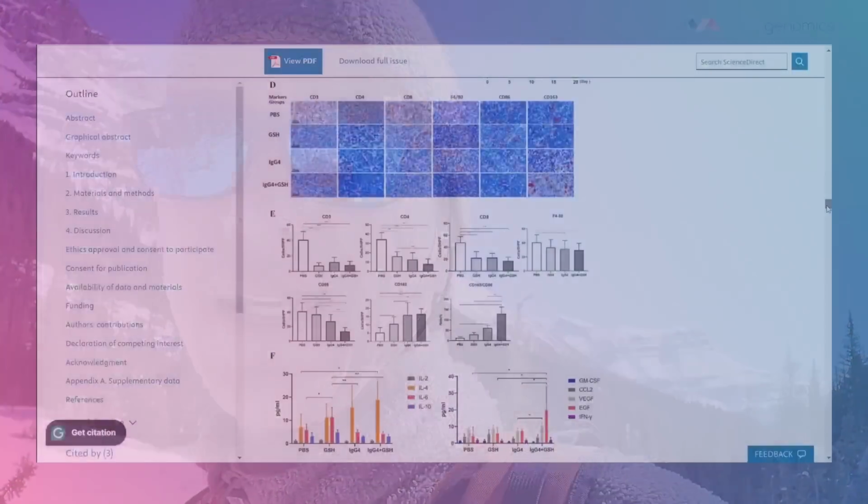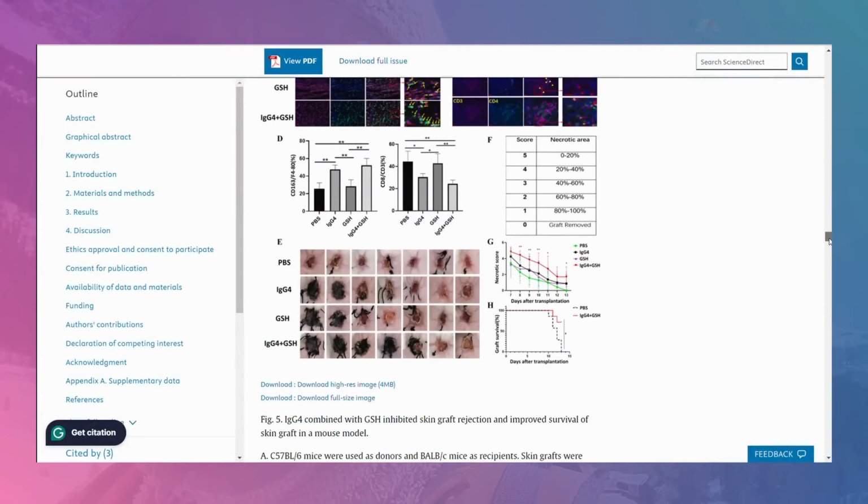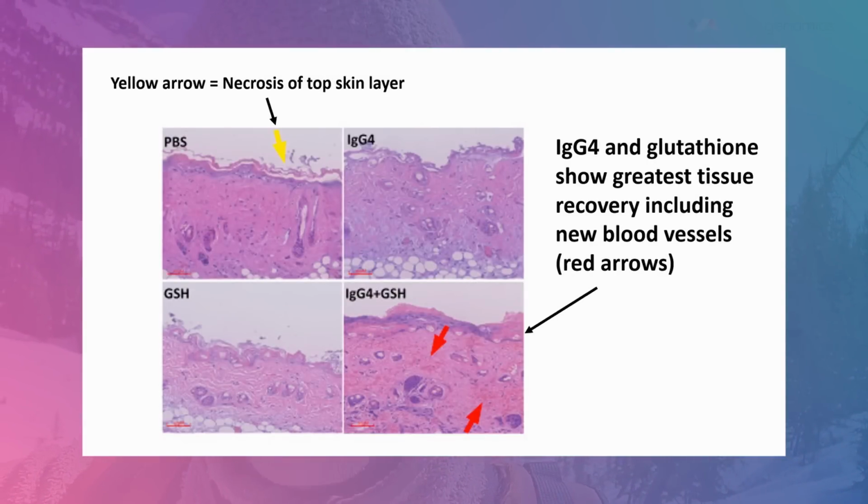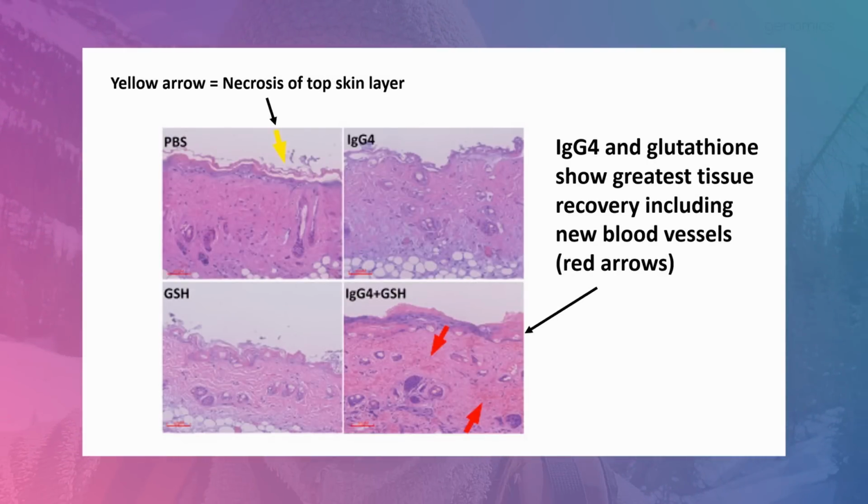So what they did is they did skin grafts in mice. Same idea, but instead of cancer cell lines, they did skin graft, and they moved it from, say, one area of the body to another, and they co-injected those skin grafts with either IgG4 or glutathione, or IgG4 and glutathione together, and they were basically looking at the progression of how well those skin grafts did on mice. And when you co-injected IgG4 and glutathione, skin grafts did the best. You could easily see new blood vessels developing under the skin graft.